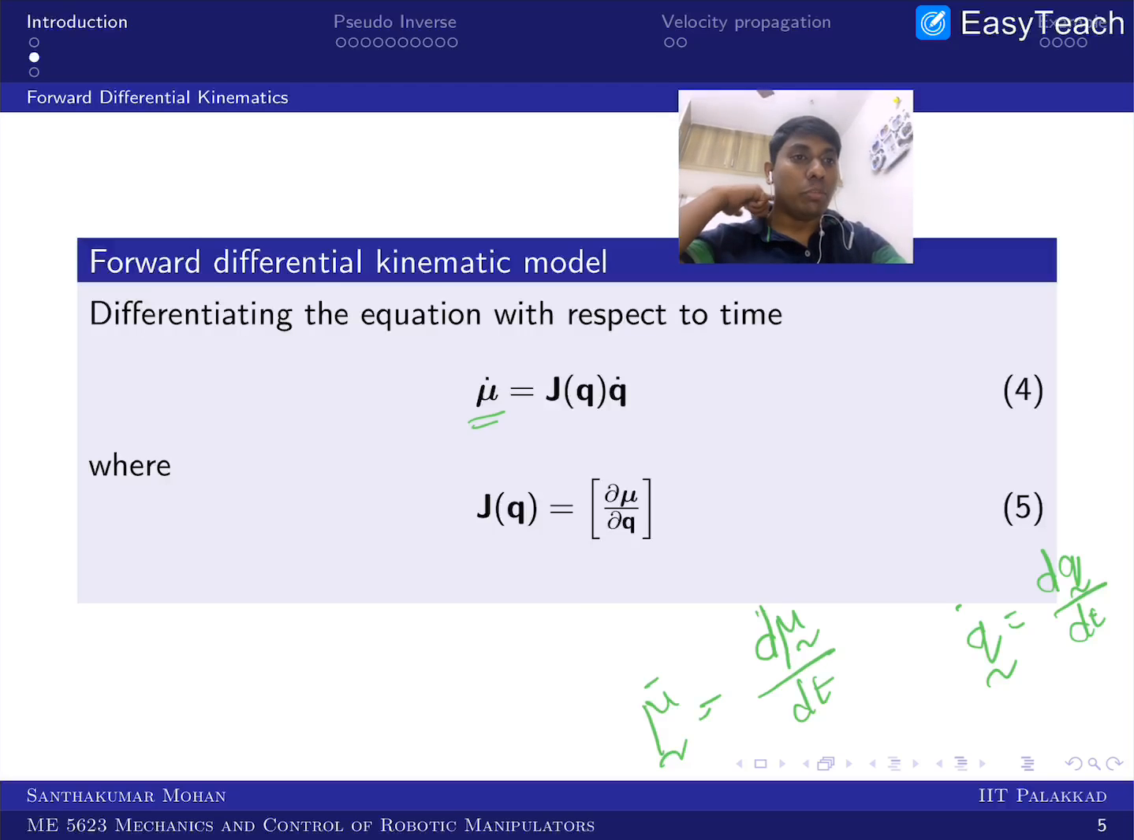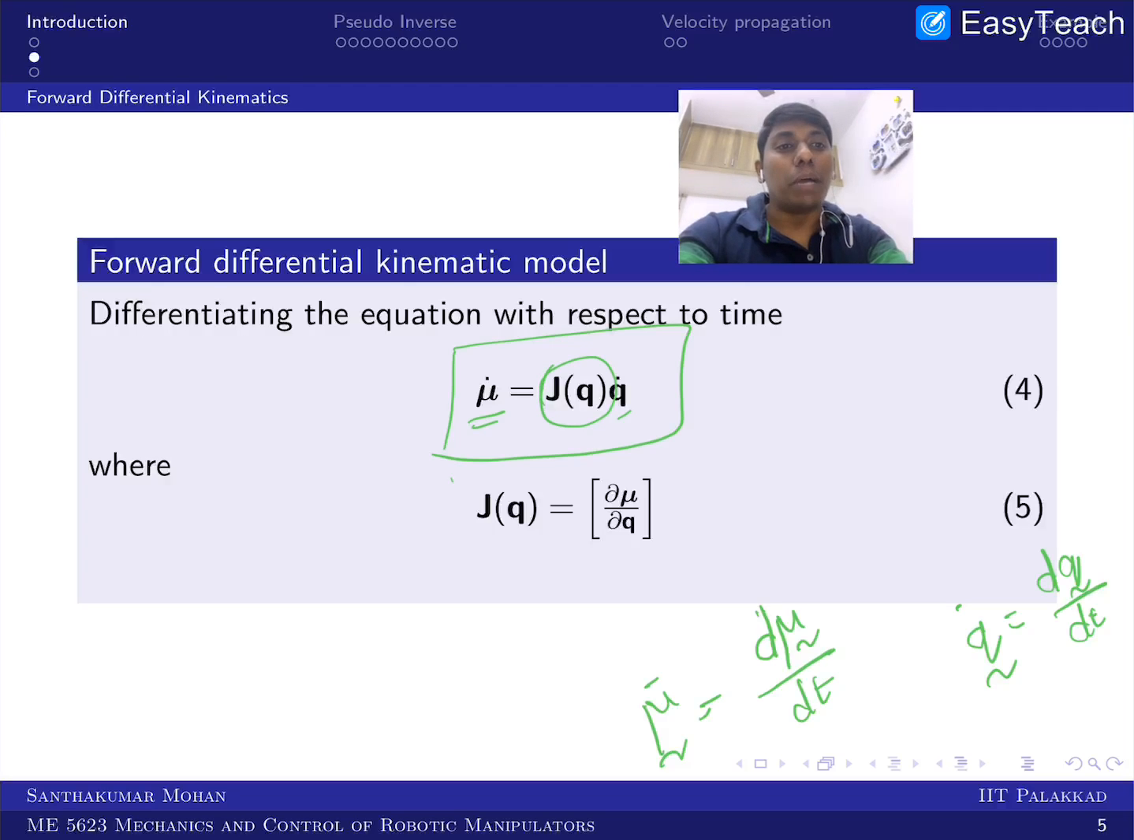Whenever I use a bold letter in my slide, that means a vector, and a dot means differentiation. If I have a double dot, that would be d squared mu divided by dt squared. Now you can see that the differentiation comes here, since mu is a function of q and q is a function of time. Then this would come as a partial derivative, in the form of a matrix, and this particular matrix is nothing but the Jacobian.